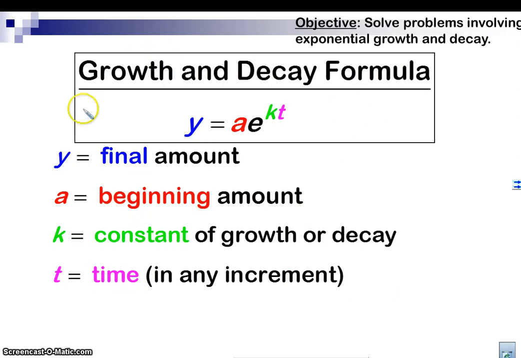So this is our growth and decay formula using an e. Y here is your final amount. That's the population or whatever you're left with. A is what you start with, your initial value or beginning amount. K is a constant of growth or decay, and normally we're looking for that. That's going to be different numbers for different things. And T is time, and it depends on what time value you're using.